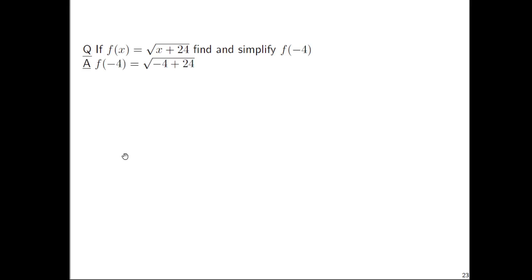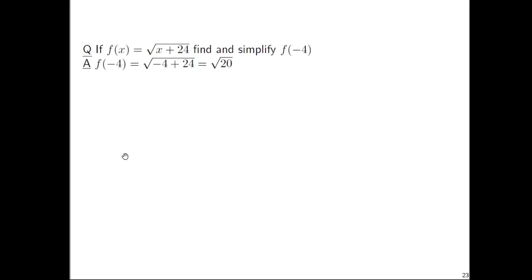What we do is take the f of x equals root x plus 24 and, one line below, just replace all the x's with negative 4s. So we have f of negative 4. That's what we were asked about, right? So f of negative 4 equals root negative 4 plus 24. You could think of this as copy paste. I just copied what was between the word "if" and "find," and then I replaced all the x's with negative 4s. And then what?